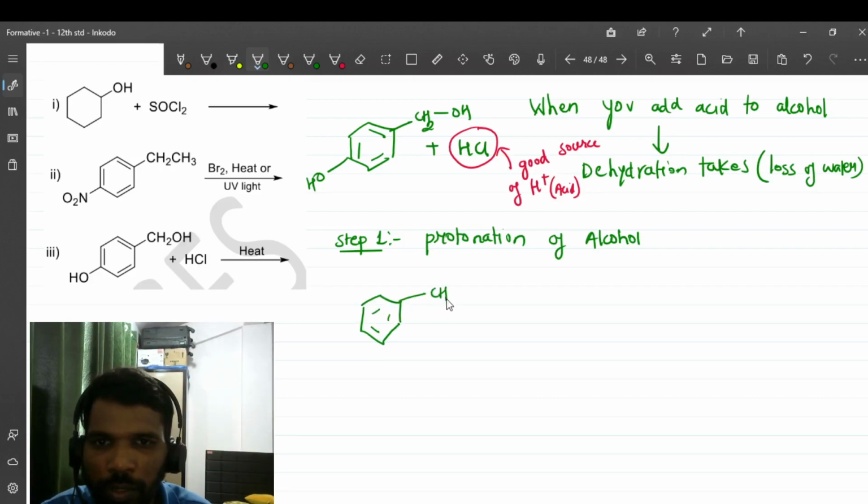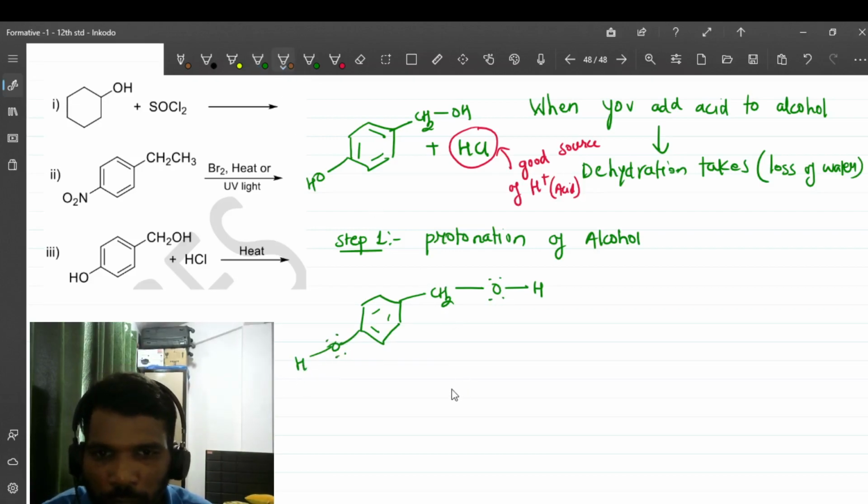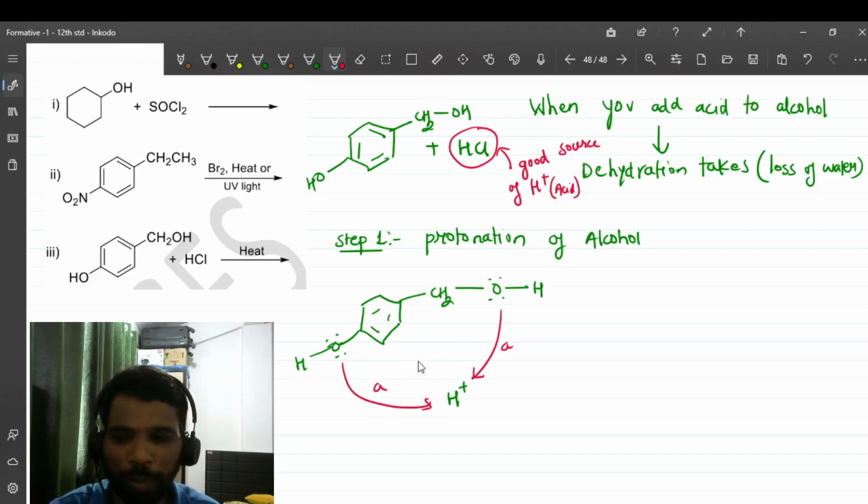This is CH2. This is O, H, there is a lone pair. This is O and H, this is a lone pair. So here, this is your H plus, which is an acid. Who will attack on this? One possibility is this. I'll mark this process as A. Any one will happen in any of the reactions. The other possibility is this, B. A or B will happen.